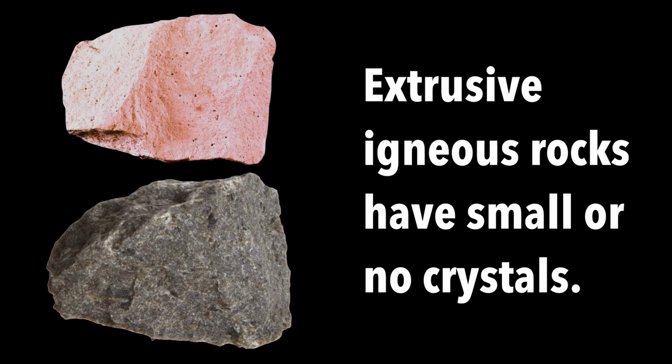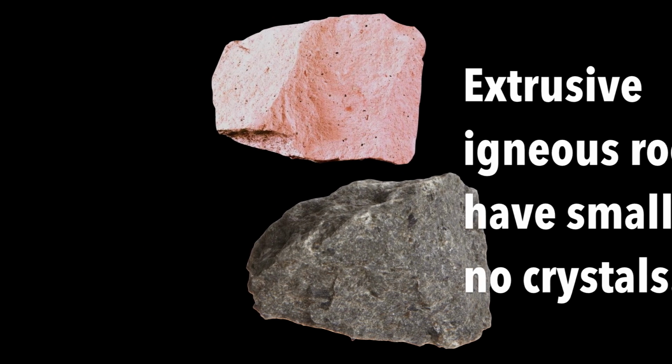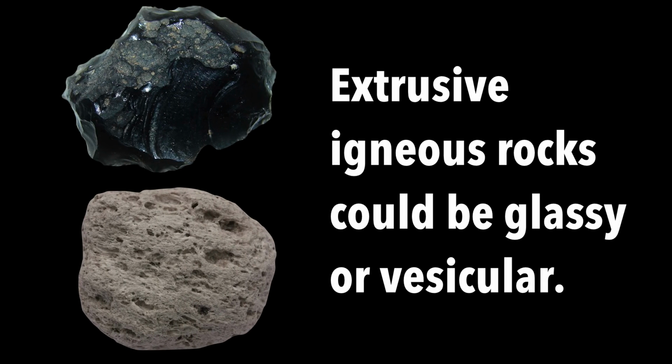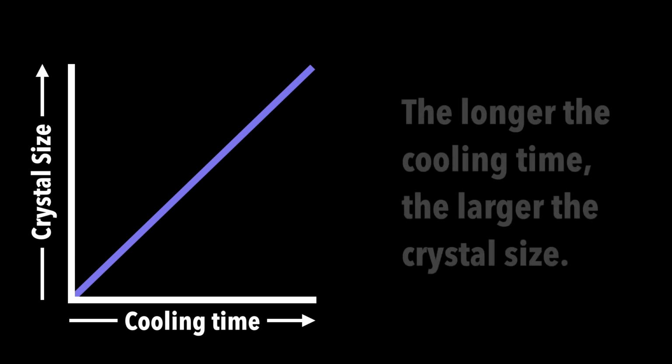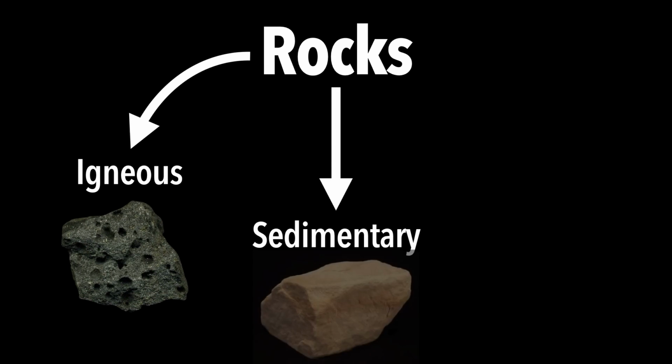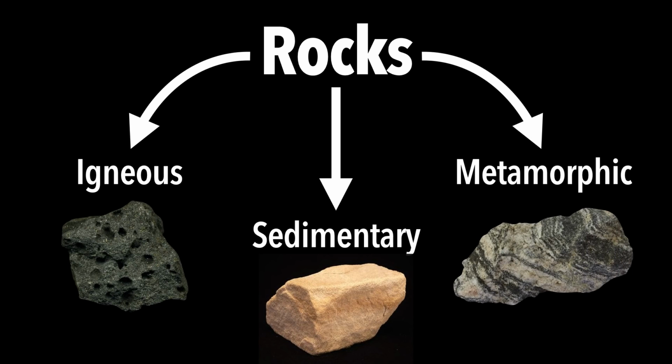Extrusive igneous rocks have small crystals or maybe even no crystals because of fast cooling. Some of these extrusive rocks may be crystalline or glassy, and others could have air bubbles or be called vesicular. Now, just a quick reminder that the longer the cooling time, the greater the crystal size, the larger the crystals will grow. And so that's what you need to know about igneous rocks. But again, we've got two other types to look at: sedimentary and metamorphic.